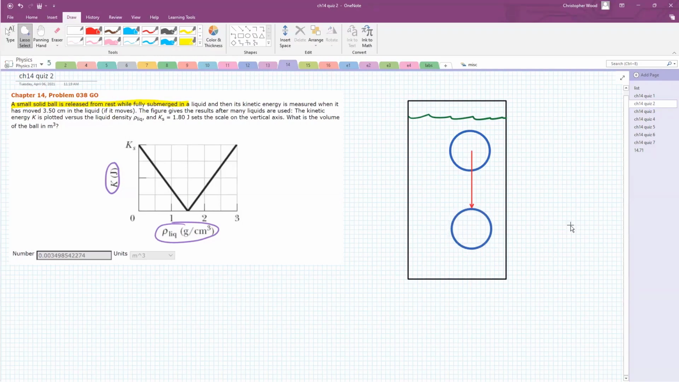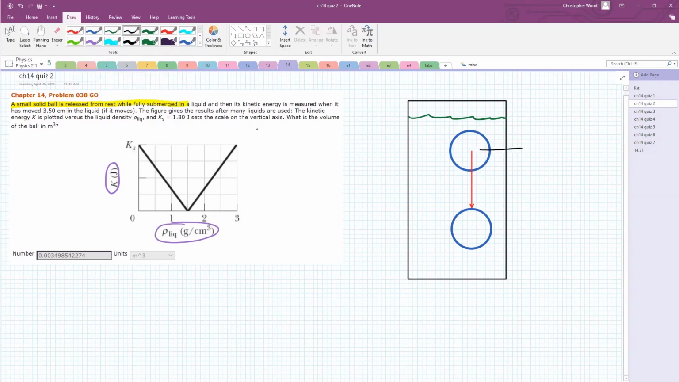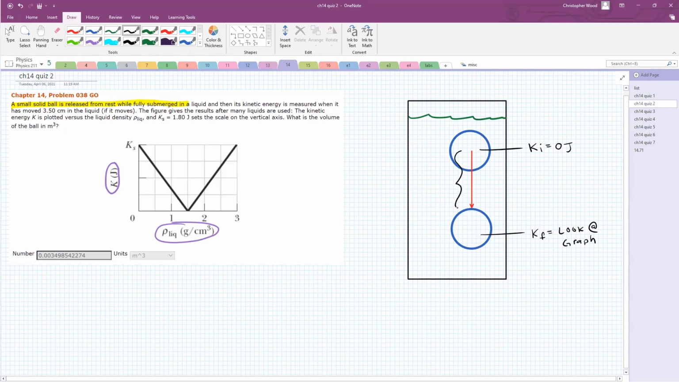This graph is showing that after this 3.5 centimeter descent within this liquid, I know what the kinetic energy is. That's starting from rest. If it's released from rest, which it is, K initial equals 0. Starts from rest, 0 joules. K final equals, look at the graph, because I'm doing this test with a variety of different fluids. This distance here is always going to be 3.5 centimeters.